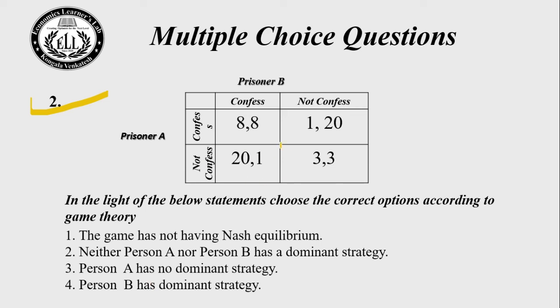In this payoff matrix, both parties have a Nash equilibrium at this point. So the first choice is wrong. And both parties also have a dominant strategy, that is to confess and confess. So the right answer for this question is choice number 4, that is person B has a dominant strategy. Let us go to the next question.